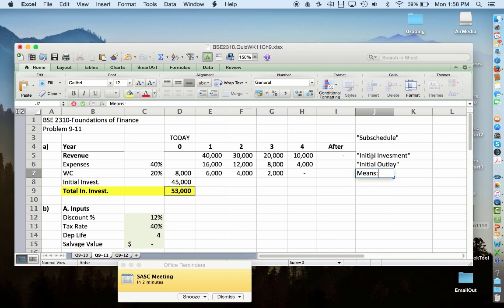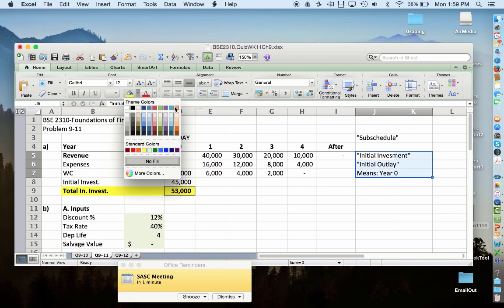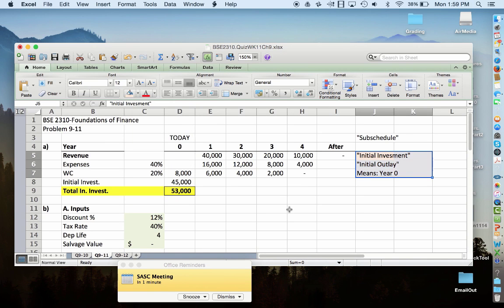Okay. Well, I have 2 things. One, I have the working capital. And number 2, I have the initial investment in the plant and equipment, property, plant, and equipment. So the 2 of those things together is $53,000. Okay? So I've done all that analysis to help me answer part A, but it's also going to help me when I get into part B.